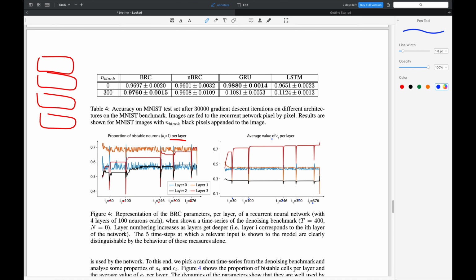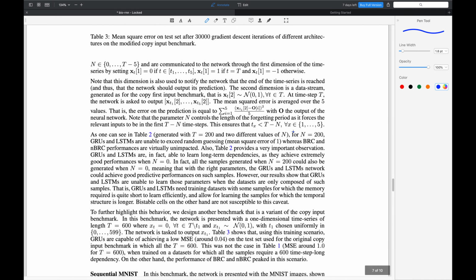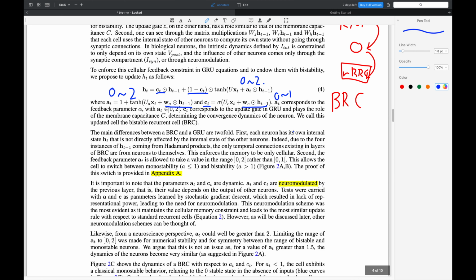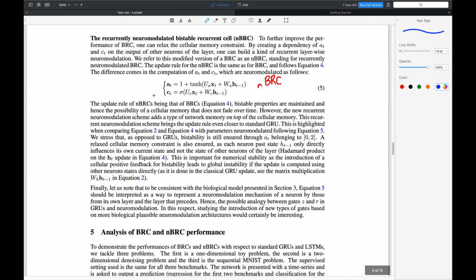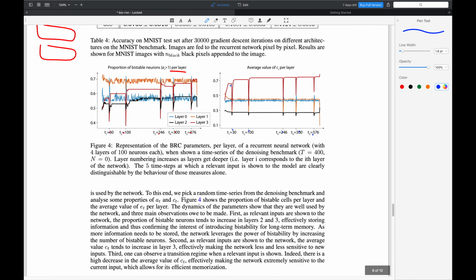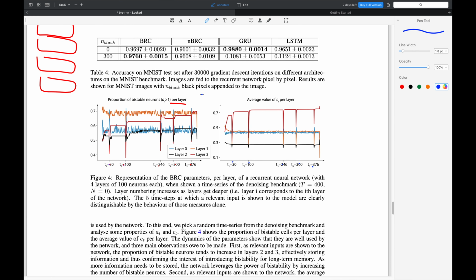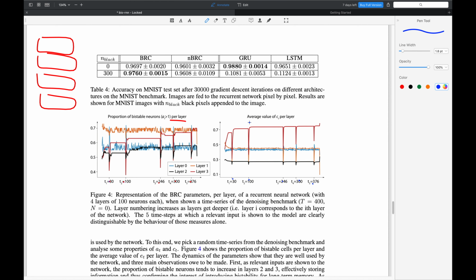And for the average value of C_t, you can see that, similar to the proportion, the C_t value also increases step by step. Going back to the equation, a high value of C_t means that you want to retain or memorize more information from the previous step. Therefore, this value of C_t increasing at these timestamps means that as your timestamp increases, you want to make sure that you memorize the information from the previous timestamps more and more. That's why you want to retain more of the previous hidden states. So these two figures really show the effect of the bistable neurons, or C_t, and how these parameters play a role in making BRCs work in tasks that require long-term memory.